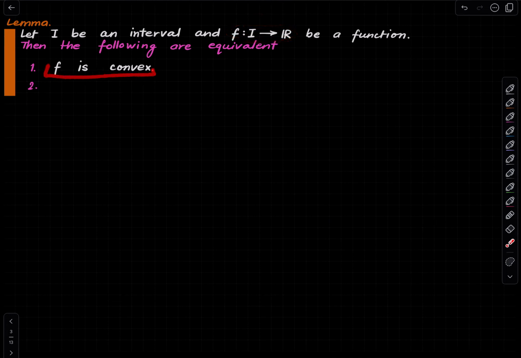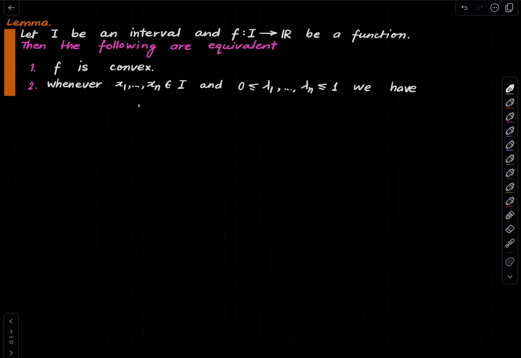The first statement is that f is convex. The second is, whenever we choose n points in the interval and n numbers between 0 and 1, we have that the value at the convex combination of the xi's, this is called a convex, so wait a second, I forgot to write one thing.